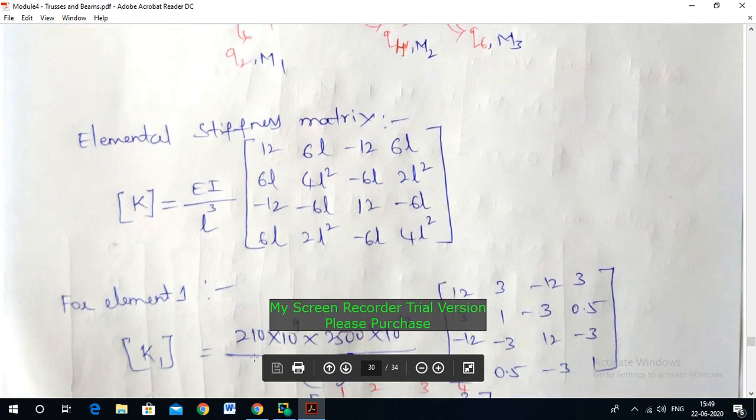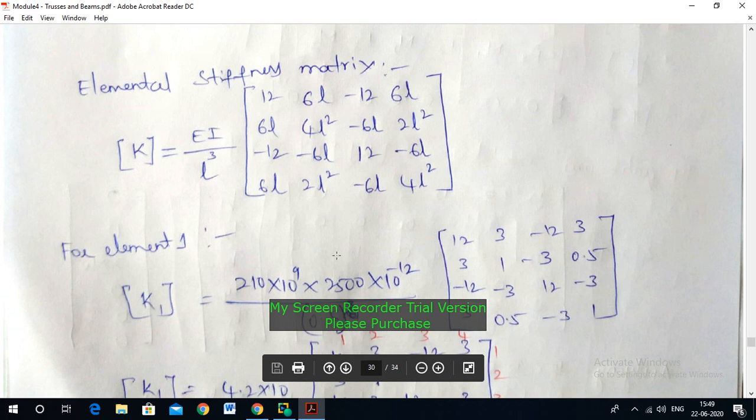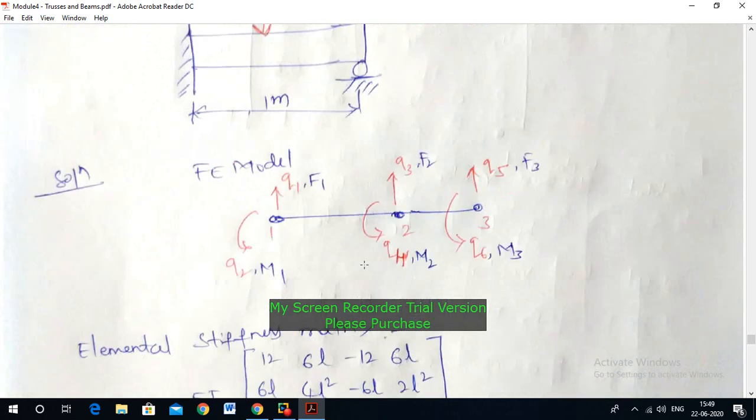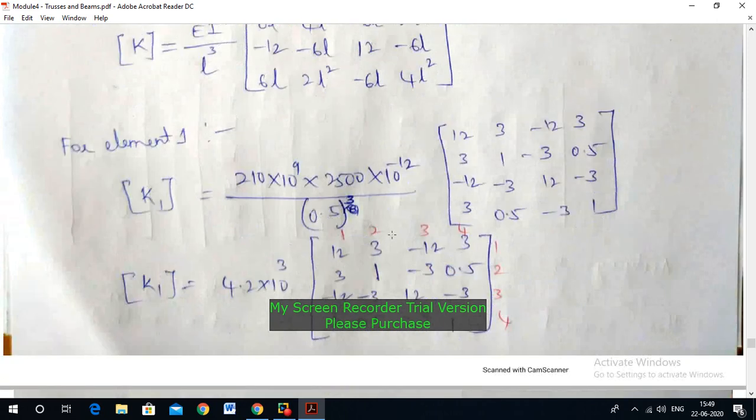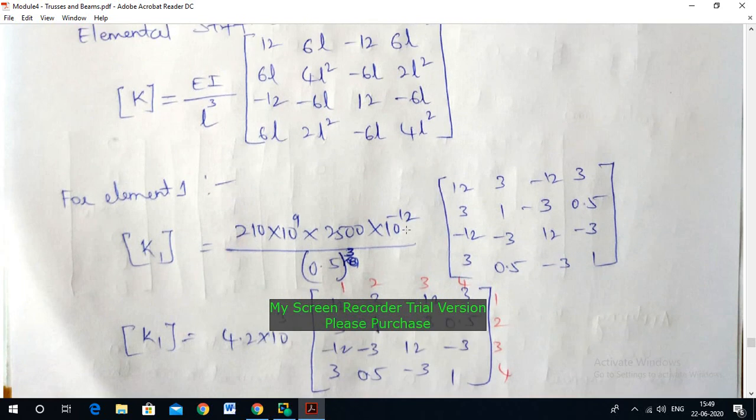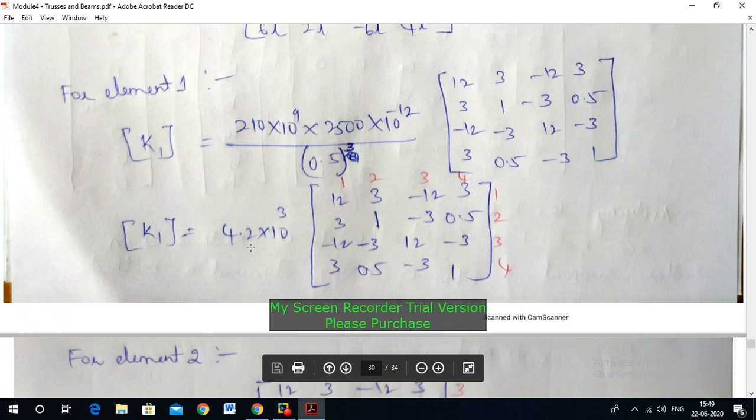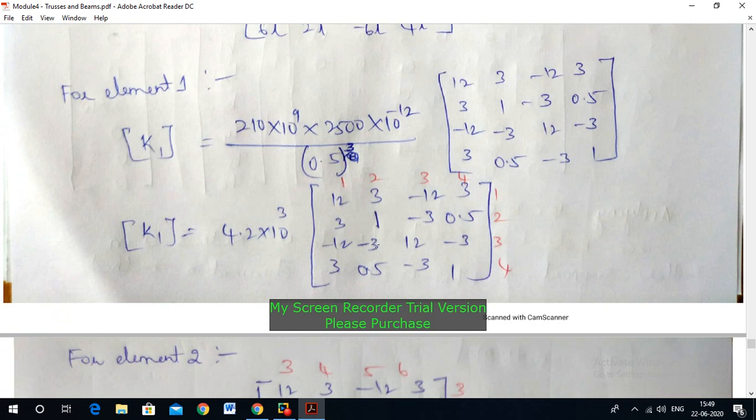Therefore, K is equal to EI by L cube. Substitute all the values. Young's modulus is given as 210 times 10 power 9, and the length is given in meters. Length of element 1 is 0.5, length of element 2 is 0.5. Therefore, take the element length as 0.5 cube, substitute it in the element stiffness matrix and simplify. After simplification, I will get 4.2 times 10 power 3 times the matrix 12, 3, minus 12, 3; 3, 1, minus 3, 0.5; minus 12, minus 3, 12, minus 3; 3, 0.5, minus 3, 1.